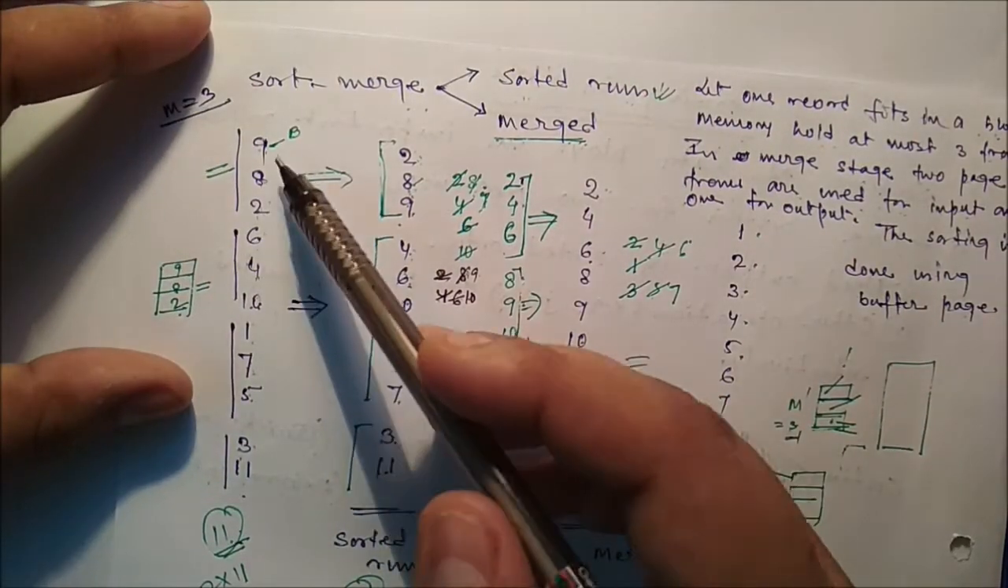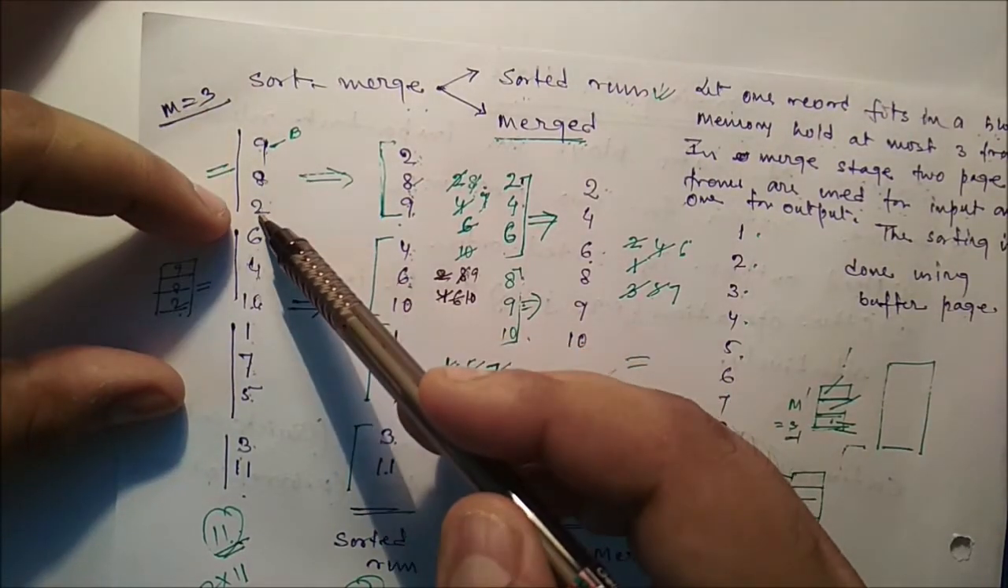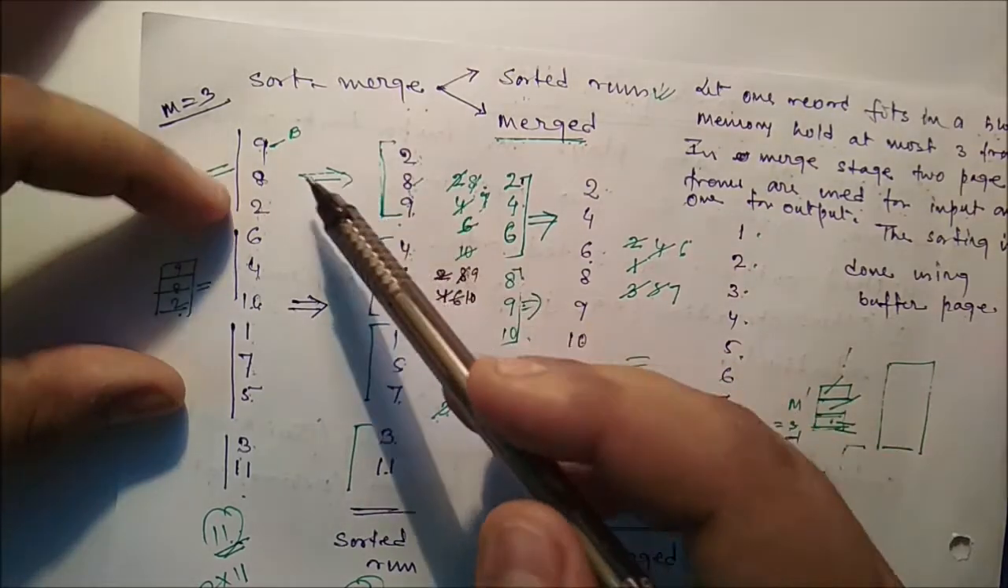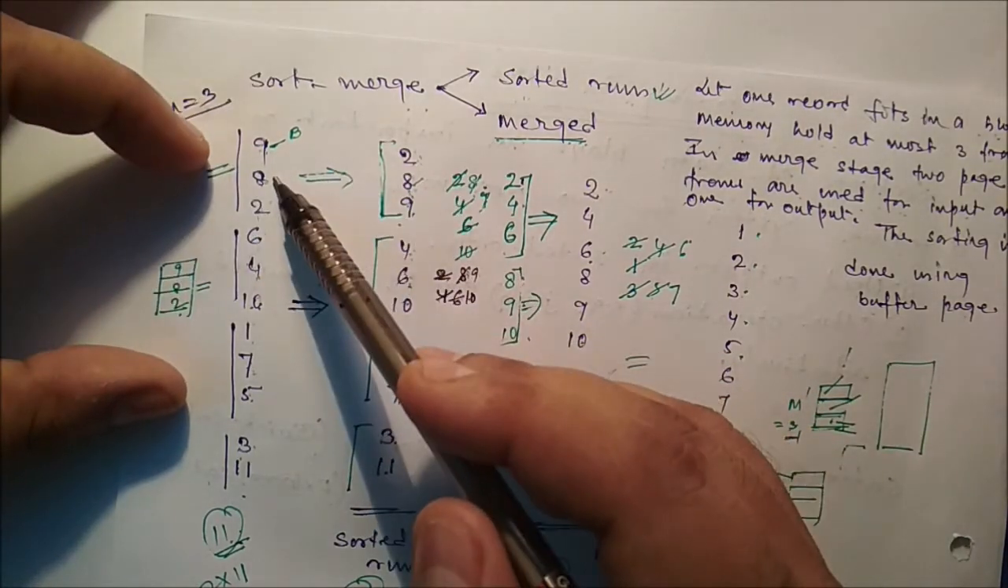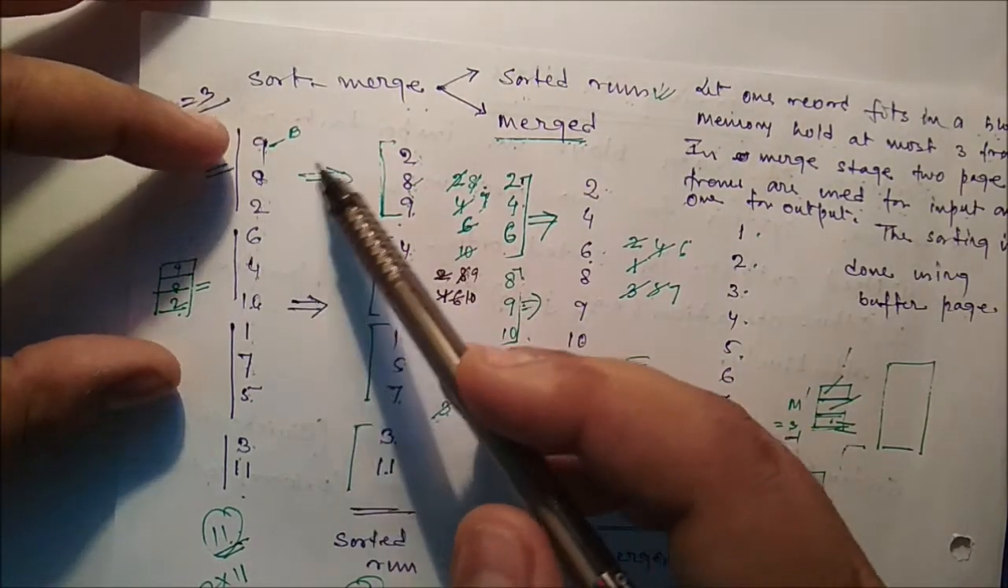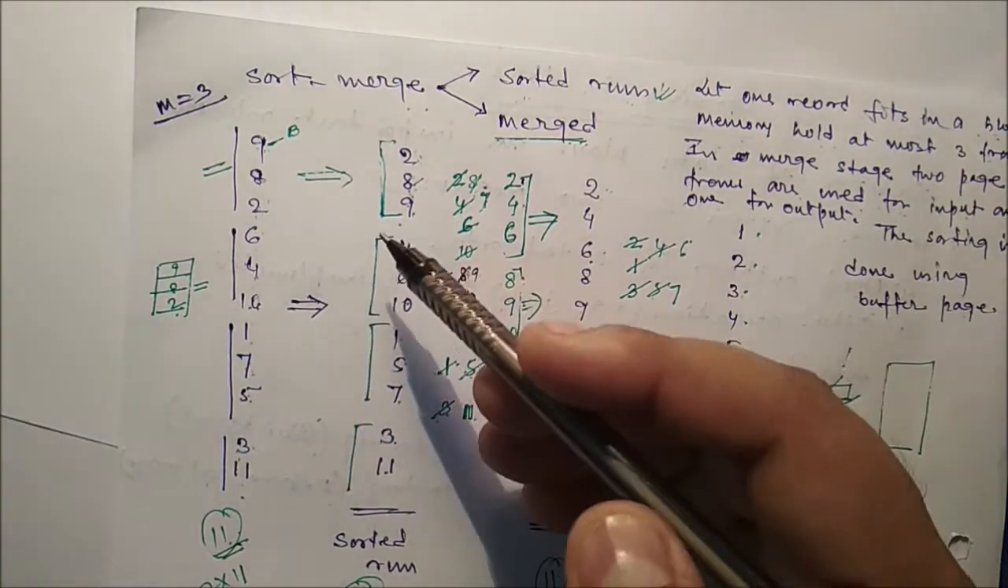Are you getting this one? So first of all transfer 9, 8, 2, sort, apply the sorting algorithm and return back. So that means double transfer, double block transfer.